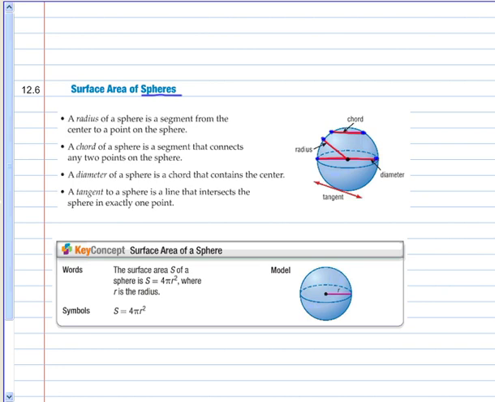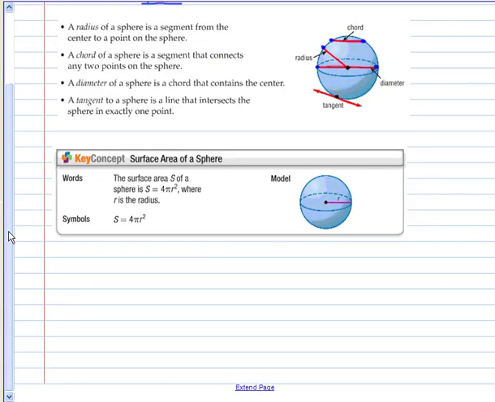And a tangent, just like on a circle, a tangent is going to be a line that intersects the sphere, instead of a circle, in exactly 1 point. There'd be a point of tangency right over there. If you think of a ball sitting on a desktop, that ball is tangent to the plane of the desktop.